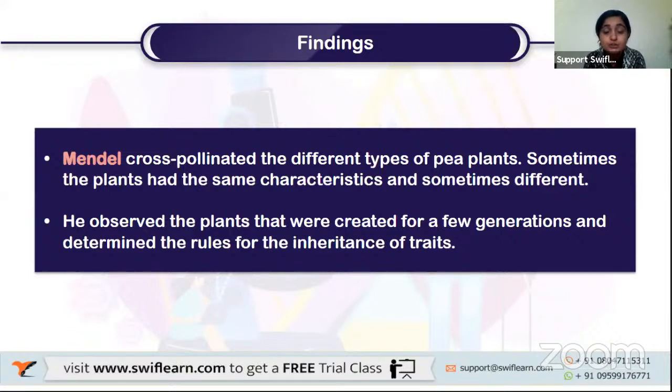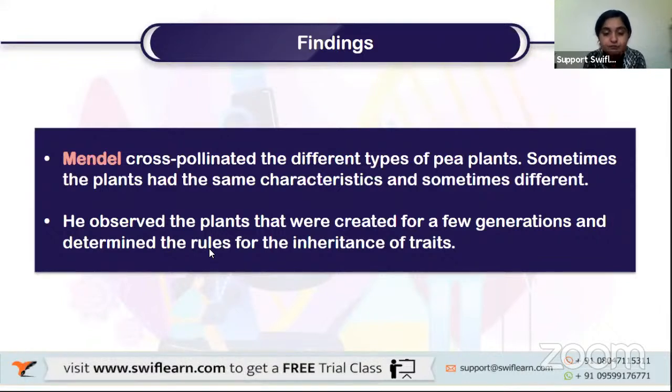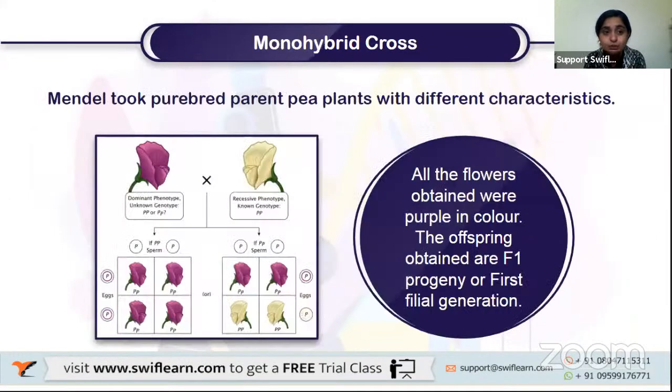So Mendel cross-pollinated the different types of pea plant. Sometimes the plant had the same characteristics and sometimes different. He observed the plants that were created for a few generations and determined the rules for the inheritance of traits. Now, what all things did he find out? Now he found out that monohybrid cross used to happen over there.